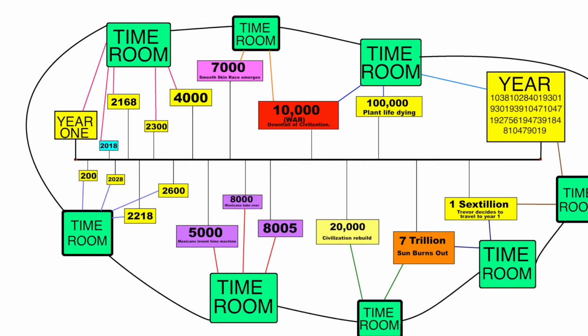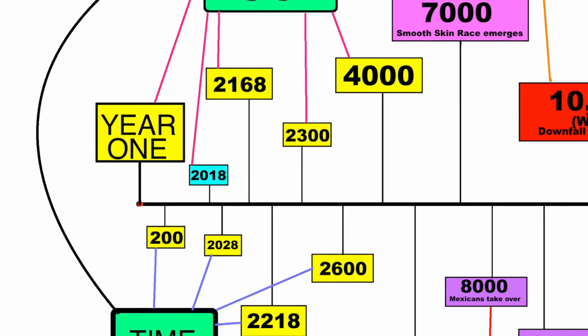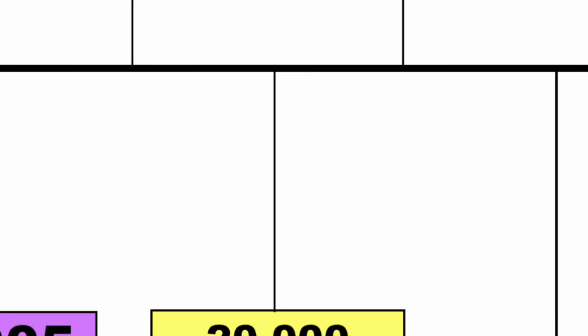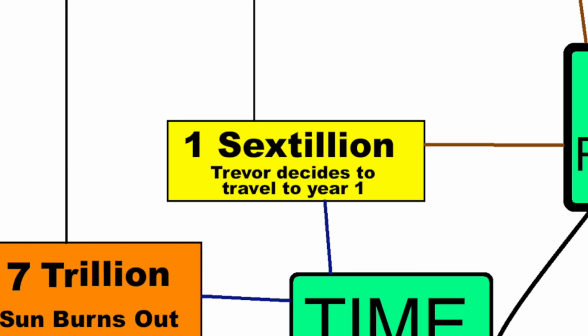It all begins in year 1, but first we must take a trip to the year 1 sextillion, where a person by the name of Trevor decides to travel to the year 1. How do you time travel from the year 1? I mean, this technology doesn't exist now. Yeah, I know. I wasn't really into all that stuff. I was just a chill guy.